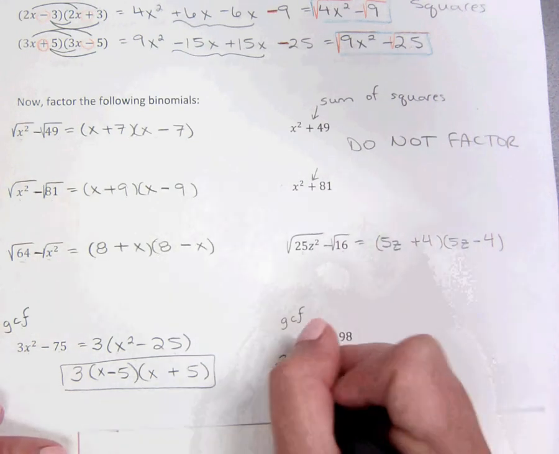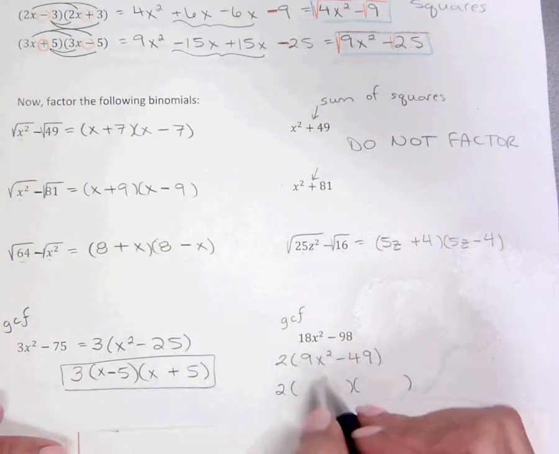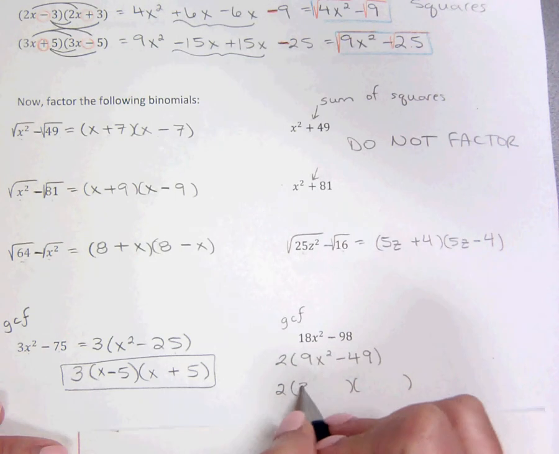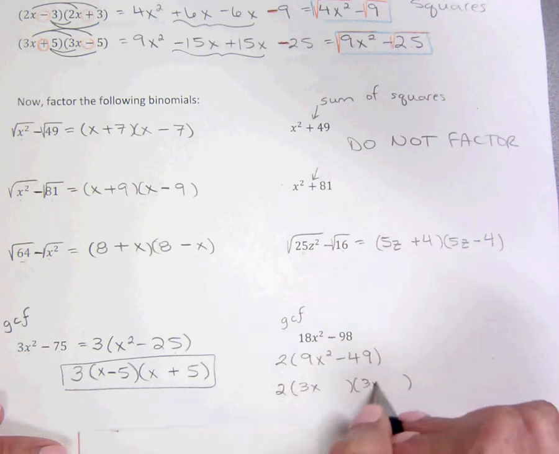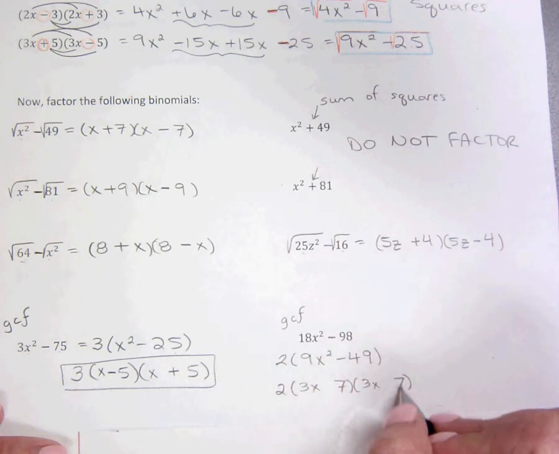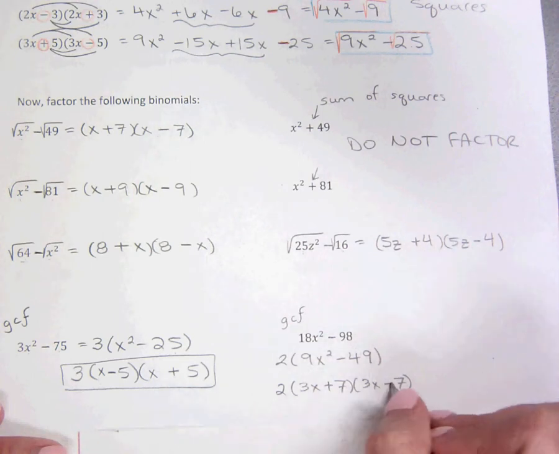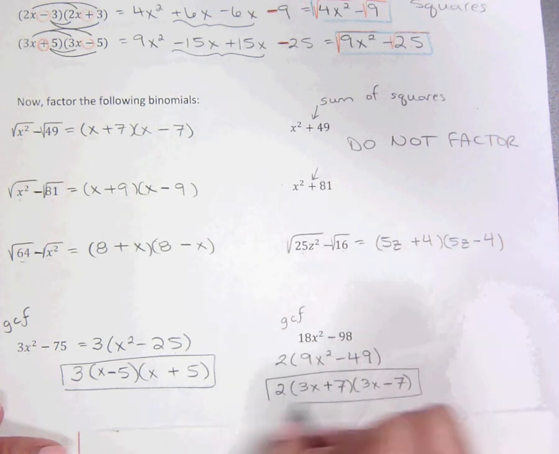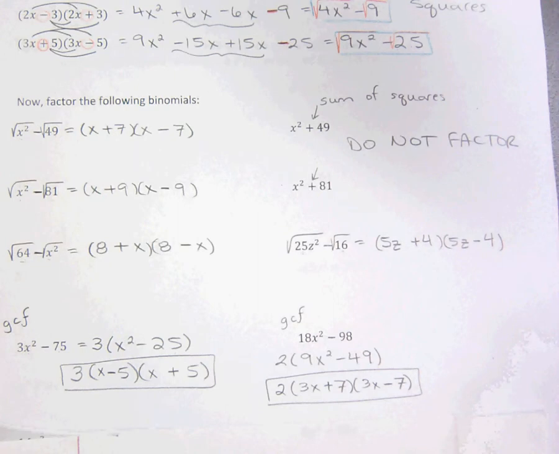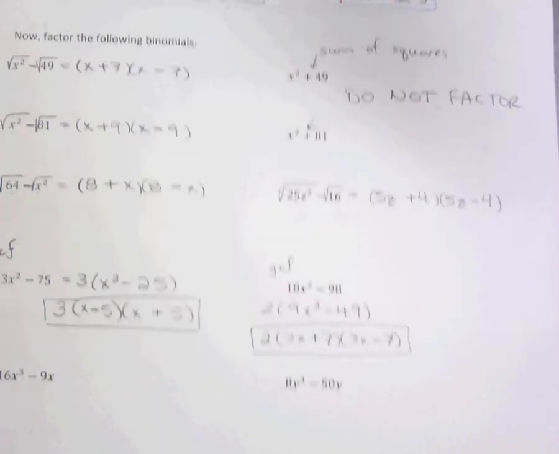So we'll leave the 2, we'll set up our binomials. 9x squared breaks into 3x and 3x. 49 breaks into 7 and 7. One gets a plus, one gets a minus. Again, it does not matter which one gets which. So if you're stuck, look for a GCF. Even if it looks impossible, still keep an eye out for a GCF.